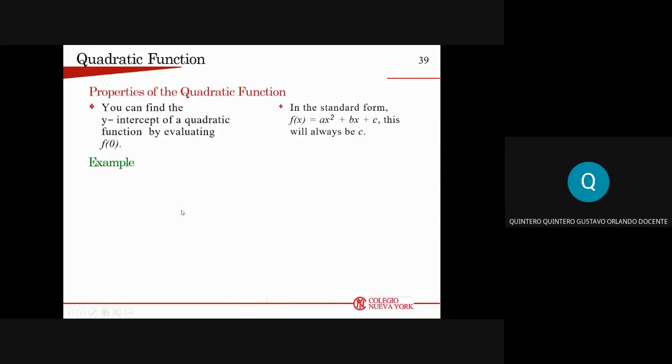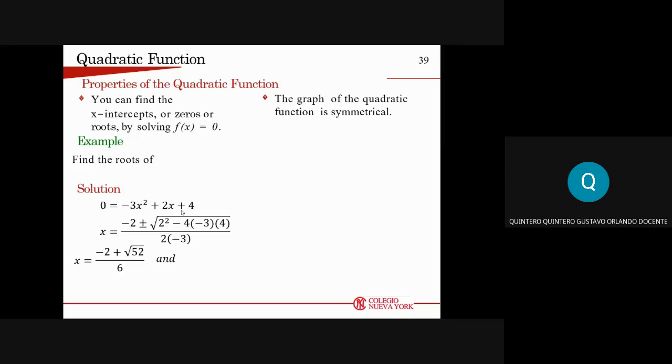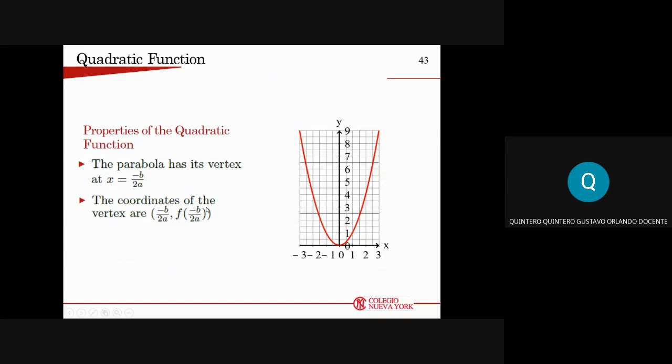And how do we know that? How do we know if the vertex is a maximum or a minimum? That's pretty simple. The vertex is a maximum if the value of a is negative, so if the parabola opens down. If it opens down, then the vertex is a maximum. Again, if the value of a is negative. And if the value of a is positive, then the vertex is a minimum. If this opens up, then it is a minimum.